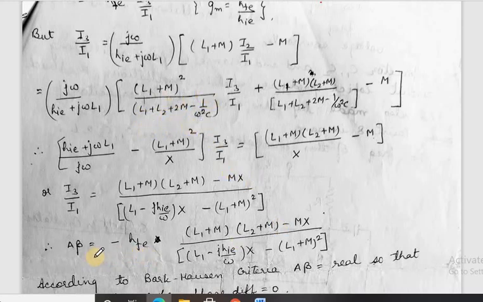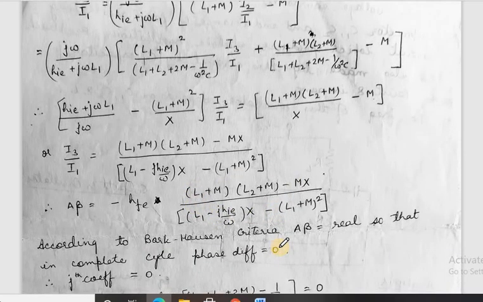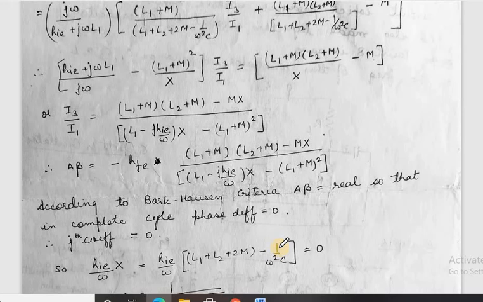So now I3 by I1 has been calculated. Now we put this value in the A beta equation. On placing it in the A beta equation, we get somewhat this equation. No simplification required. We have simply put the values. Now we'll apply the Barkhausen criteria. According to Barkhausen criteria, A beta is real, so that in a complete cycle the phase difference should be 0. In order to make the phase difference 0, the J coefficient should be 0, and the J coefficient is HIE into X upon omega. So this will be 0.